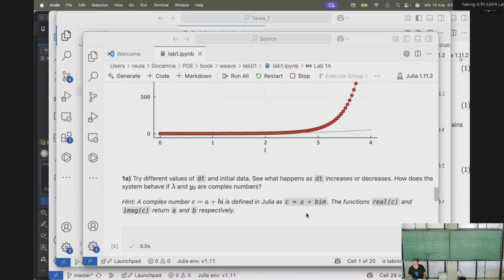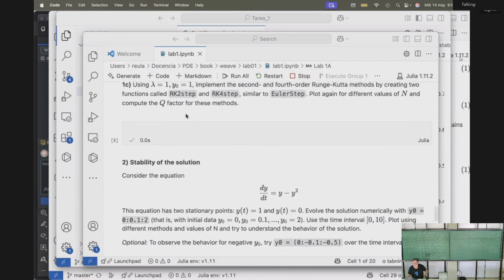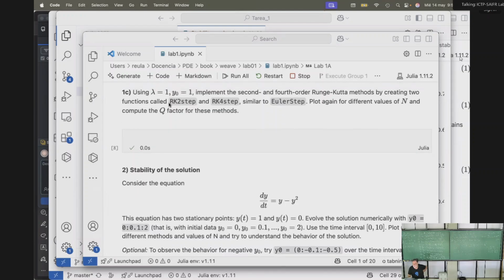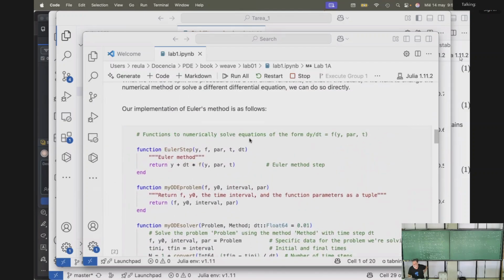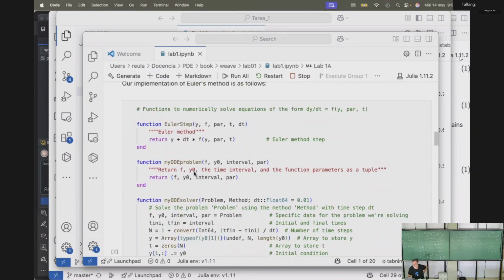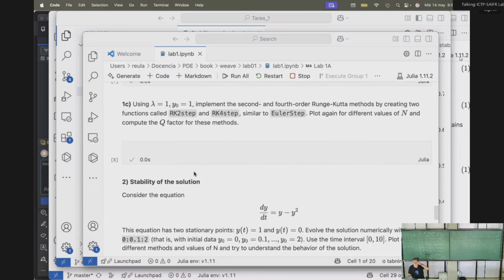And so here there are some questions and some things you have to do. 1A, 1B, 1C. And here, for instance, in the 1C, you have to compute the Q factor. And for that, you have to create the step functions, Runge-Kutta 2, Runge-Kutta 4, like the Euler step. So you have to do these two functions. This is similar to this one, right? You do these functions, you change the method, and in the method you put this string or this string, and these functions.